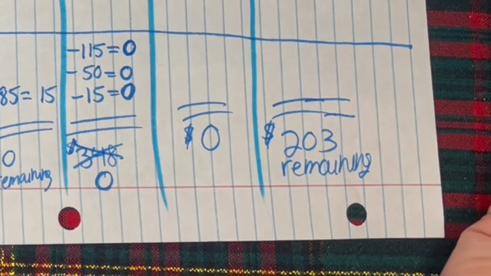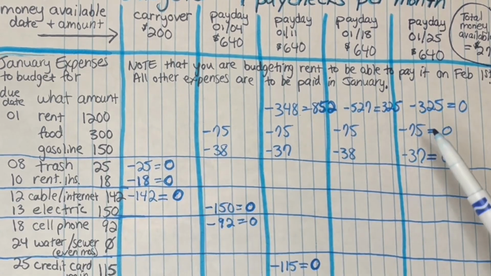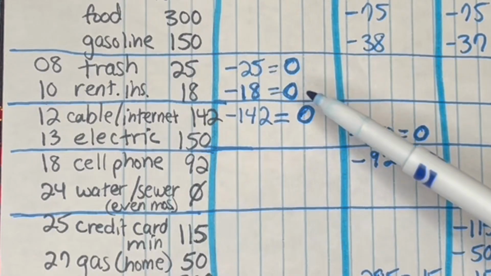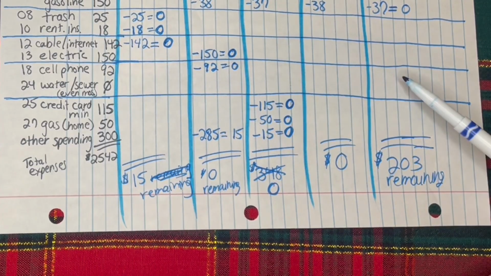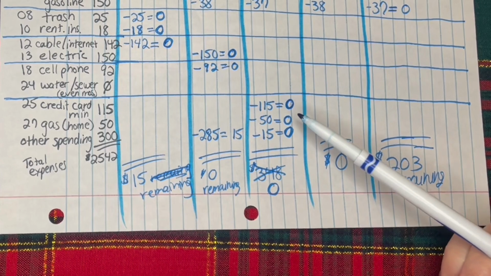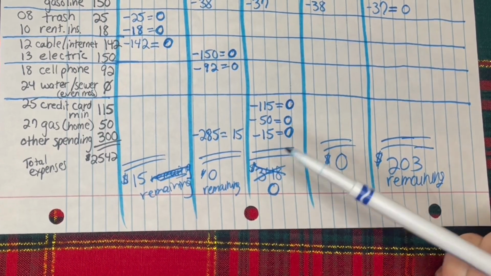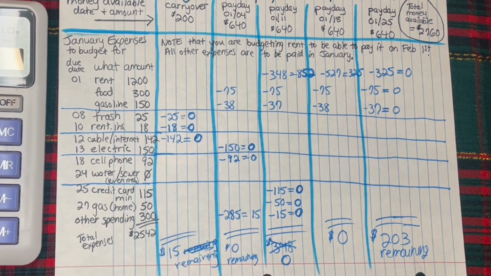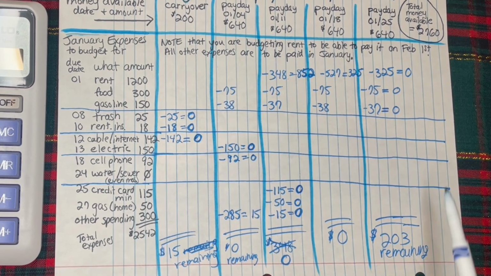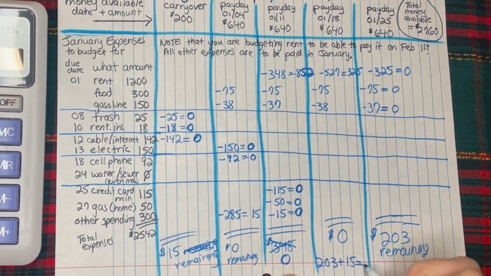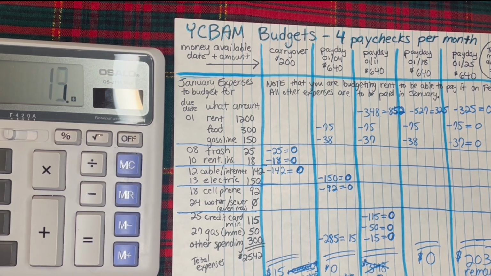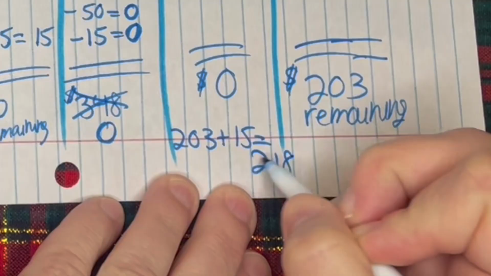And all of our categories have been budgeted for. We've done the rent, the food, the gas, the trash, the renter's insurance, cable, internet, electric, cell phone, the water, sewer. There is nothing due this month. We've accounted for the credit card, the gas for the home, and our other spending. And at this point, you have this $203 from the paycheck on the 25th and this $15 from your carryover. So 203 plus 15, there's still $218.